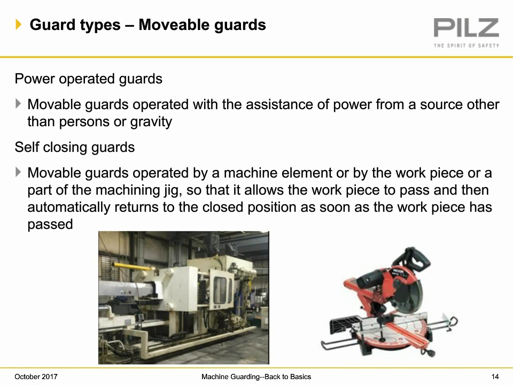Now, at the bottom, you've got self-closing guards, movable guards operated by a machine element, or by the workpiece, or part of the machining jig. So it allows the workpiece to pass and then automatically returns to the closed position as soon as the workpiece has passed. As you see in the lower right, the cutoff saw. So the bottom of the blade retracts. Normally they are Lexan ends because you can see where you want to cut. And again, it allows you to cut, and it protects from the sides. When you open the saw, the guard automatically closes.